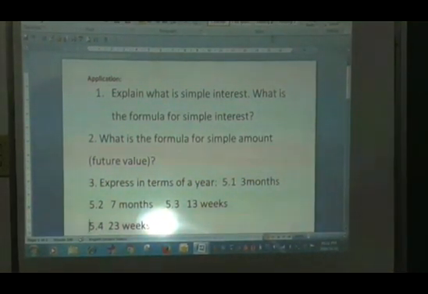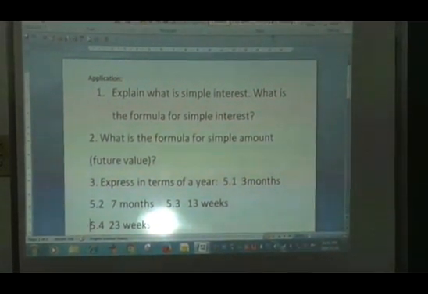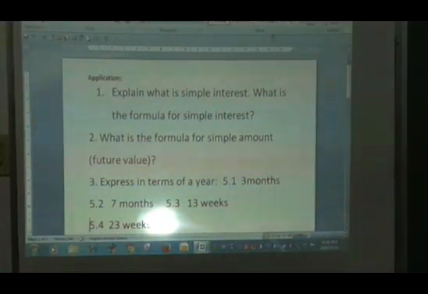Number 1. Explain what is simple interest. What is the formula for simple interest? Number 2, what is the formula for simple amount?